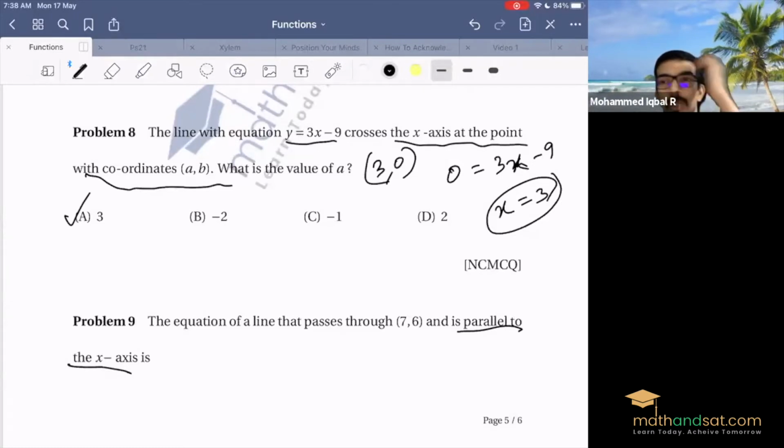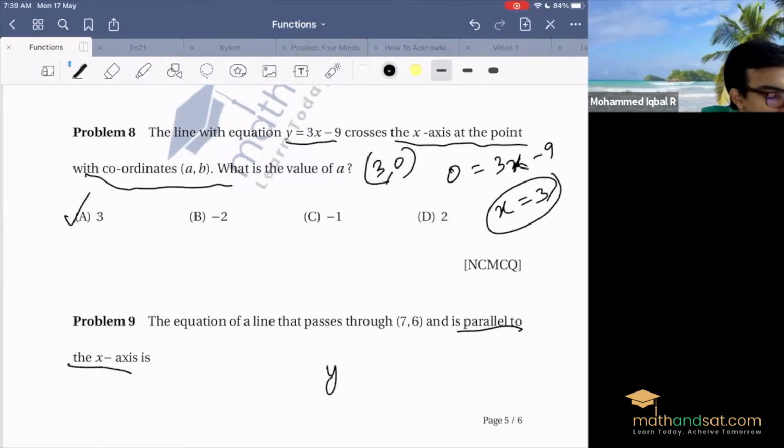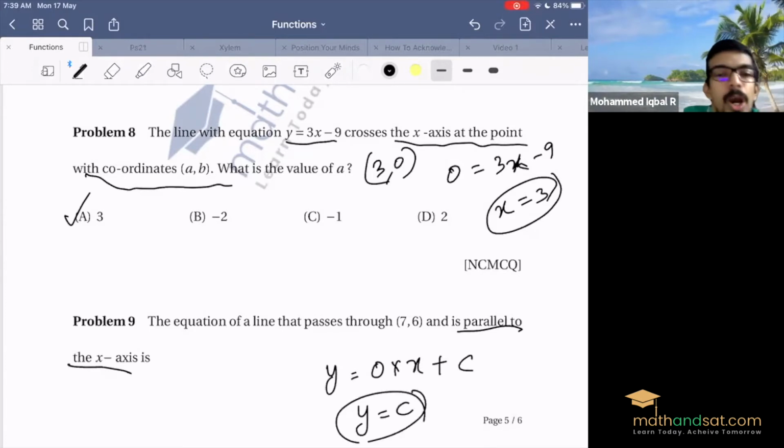Yeah, 0. Slope of a horizontal line is 0. Okay. So the equation is y is equal to mx plus c. So y is equal to 0 times x plus c. So it is of the form y is equal to c. Always remember the equation of a horizontal line will be of the form y is equal to c.